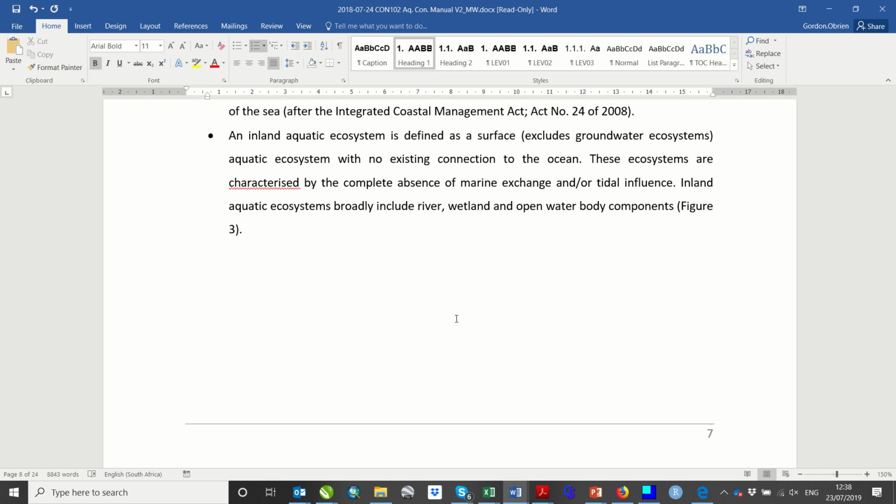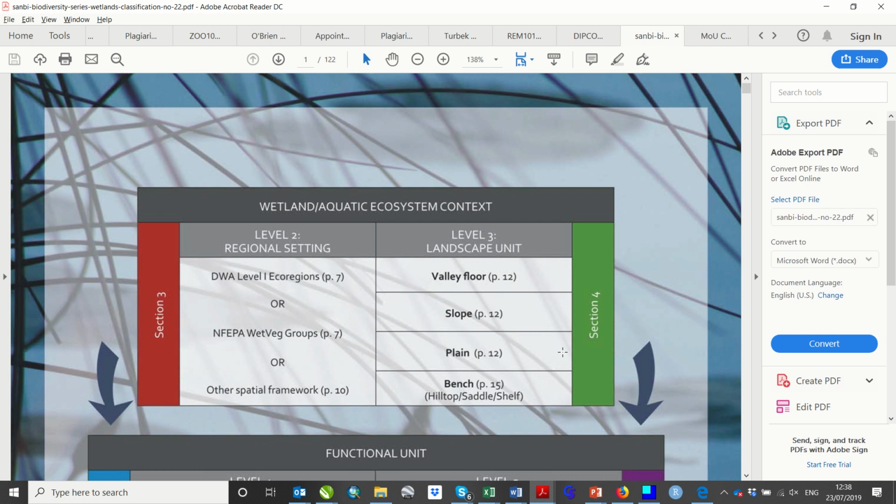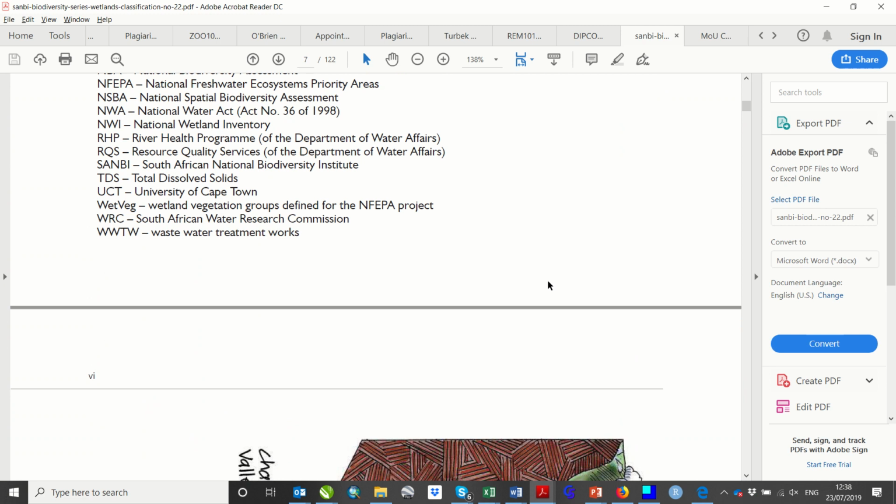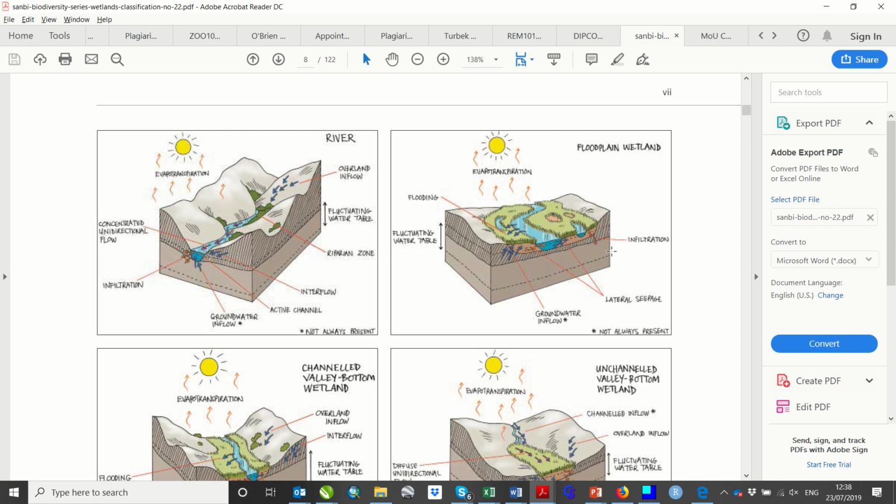You with me? If you don't understand something in the manual, then please go to the SANB textbook, the SANB report, and that looks like this. This is available to you guys as well. I'll put it on Moodle for you. You can then go through this to see exactly what type of ecosystems we're talking about and how to classify these ecosystems. All of this information comes from this textbook.